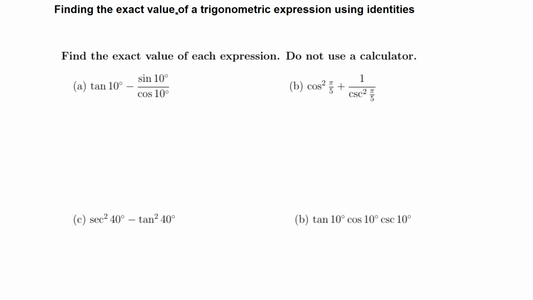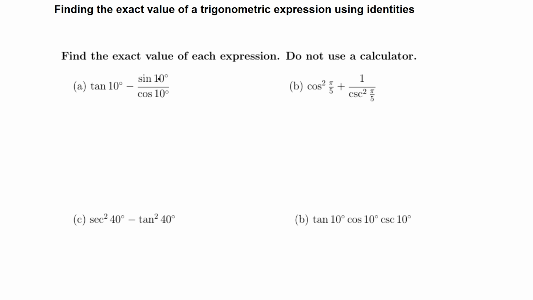Finding the exact value of a trigonometric expression using identities. So here we are asked to find the exact value of each expression. Do not use a calculator. In part A, we have tangent 10 degrees minus sine 10 over cosine 10.